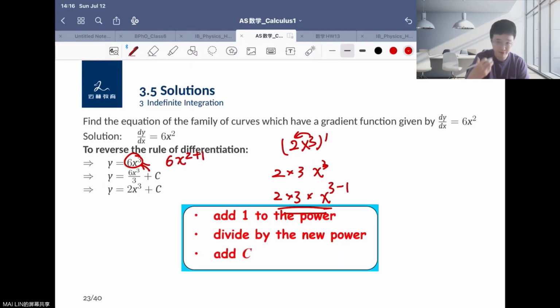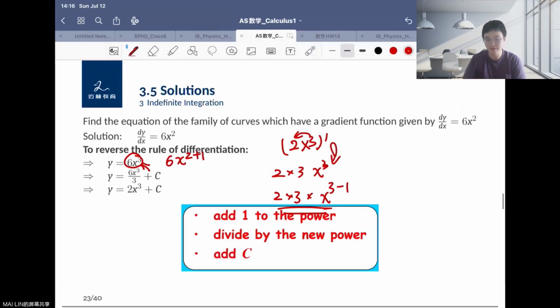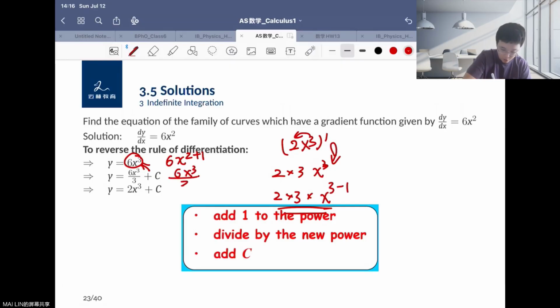That is the first step of the integration. And the second step is to divide it by the new power. So you can just consider, like here, first is to times the new power, right? So it's divided by the new power, that is 6x cubed over 3 plus c, okay? The final step is add c.